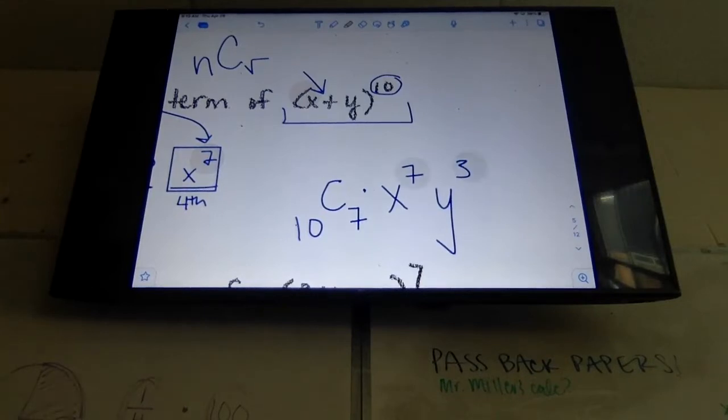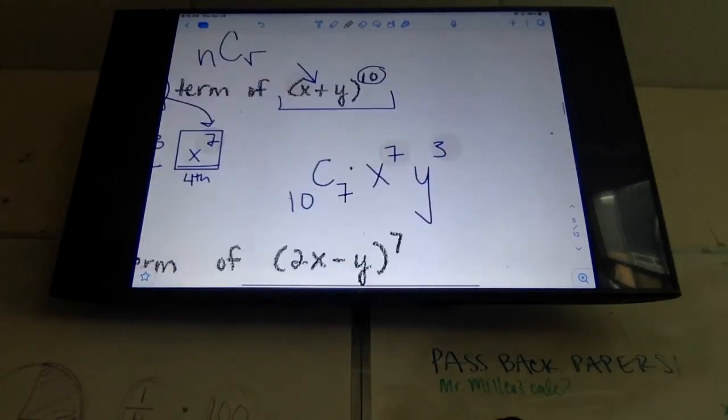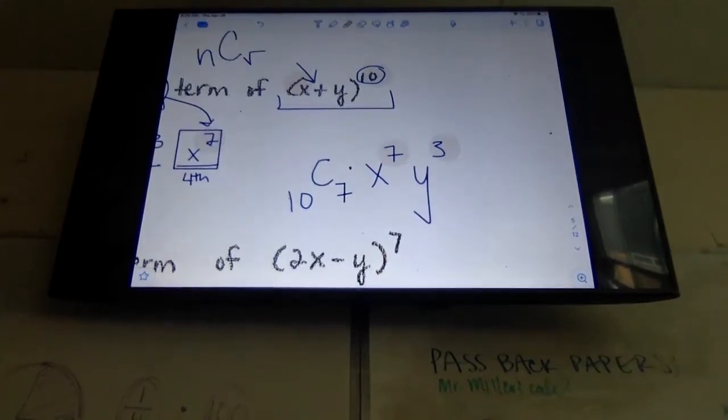They add up to 10. Good. So if I count down, I like to count down one of them. I like to count down my x's. And then I use, okay, 7 plus what equals 10. The exponents have to add up to be whatever the power I'm raising it to.